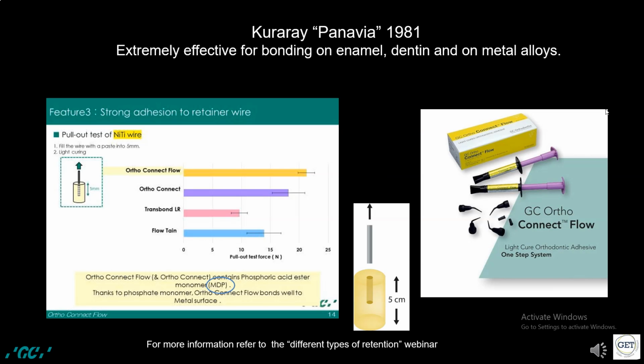The new bonding material from GC, OrthoConnect Flow, is the new and the best for bonding retainer wires. An important characteristic is the incorporation of the well-known molecule MDP, phosphoric acid ester monomer, which bonds excellently to the metal surface. In the following test, the OrthoConnect Flow exhibits double the bonding strength of Transbond LV and 1.5 times more than the Flowtain.